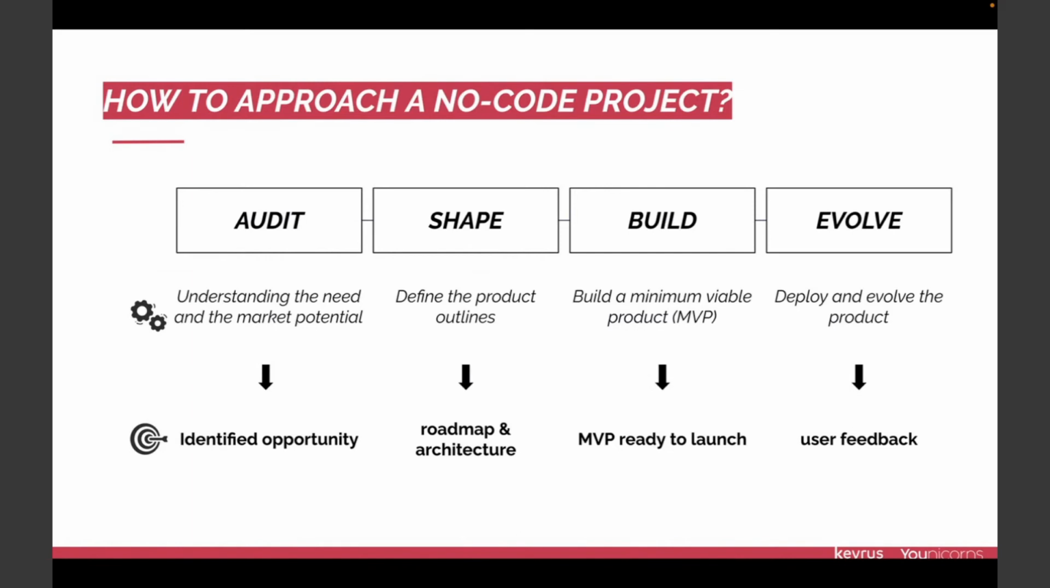Once we've identified the opportunity and confirmed that it could be done in no code or low code, then comes the second phase, which is the phase of shaping the product. This actually goes really fast. In a matter of weeks, usually 2-3 weeks, you can already have an outline, a design of how the product will look. So you can perfectly imagine how it will look once the product is completely finalized.